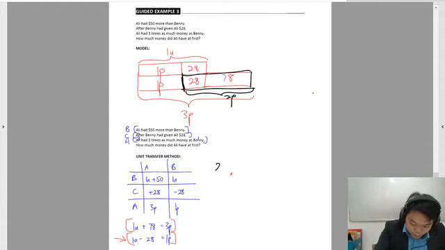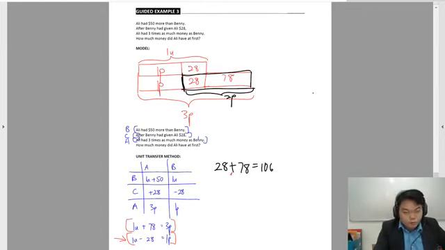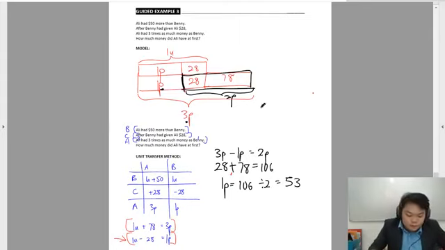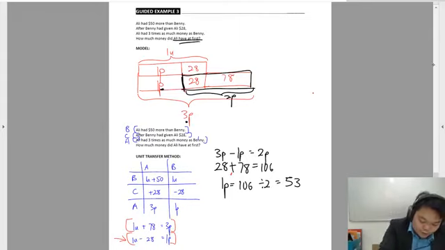So we have 28 plus 78 to give us 106, which is those 2 parts there, right? How did we get 2 parts? We simply took 3 parts minus 1 part. And this gave us 2 parts, so 1 part will be 106 divided by 2 to give us 53. And once we have that, we can easily now find how much money Ali had at first.